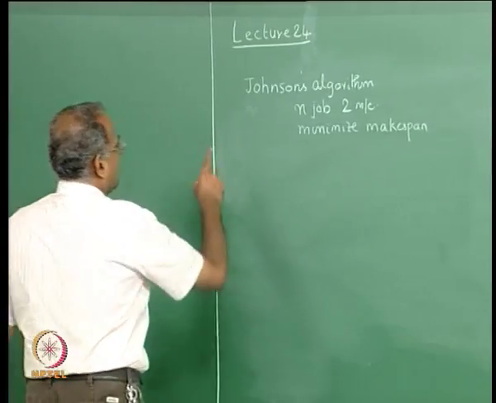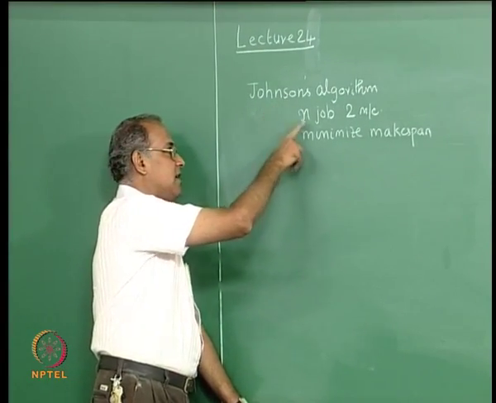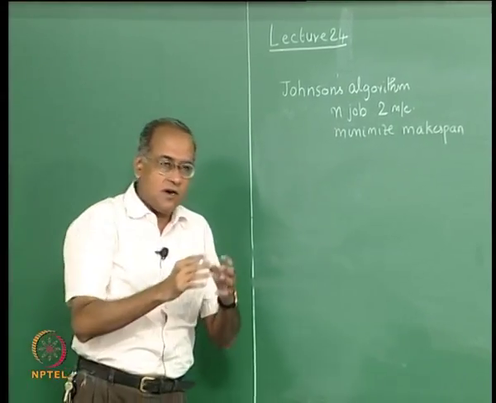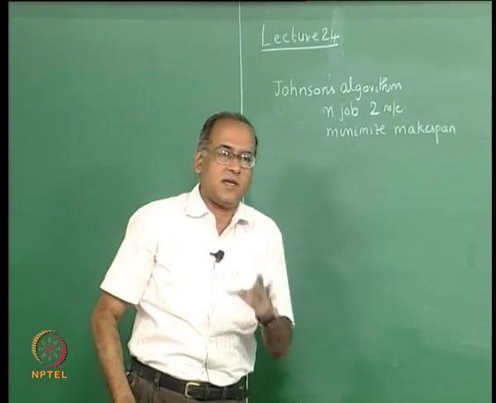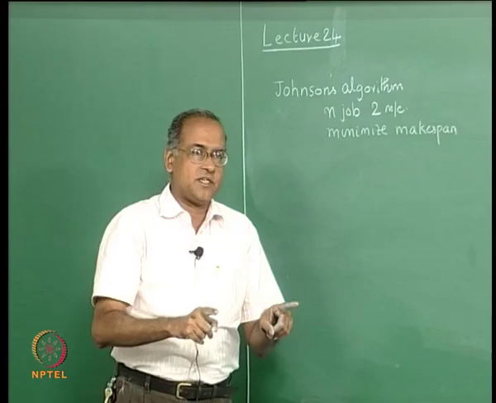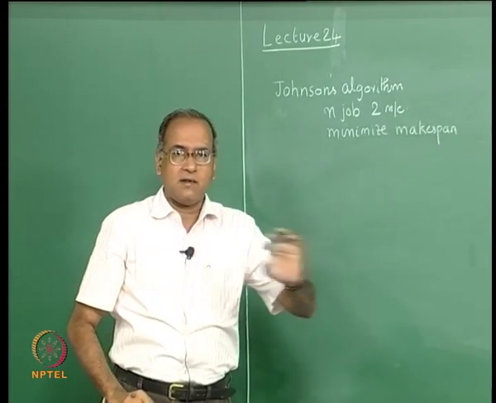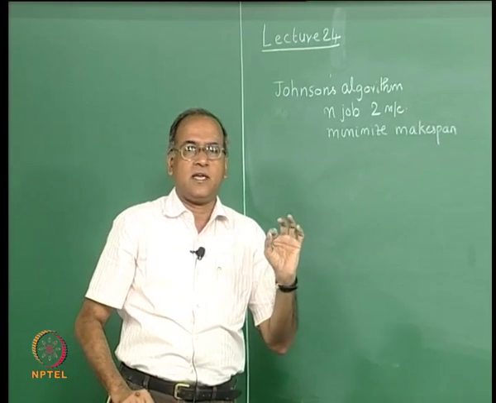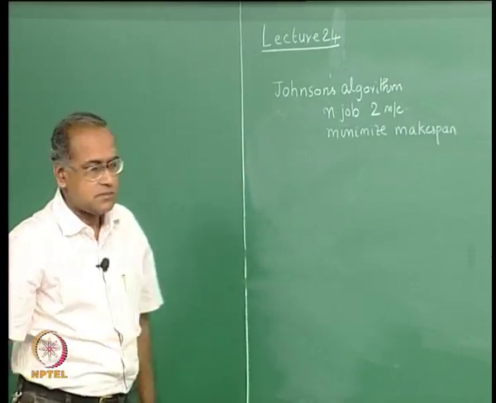The Johnson's algorithm that we have seen in the previous lecture solves an n job 2 machine problem optimally. We also defined what is called a Johnson problem. A Johnson problem means there are n jobs, 2 machines, the processing times are given, we get the Johnson sequence and then we evaluate the Makespan for the Johnson sequence.